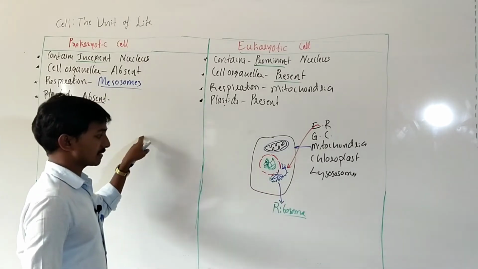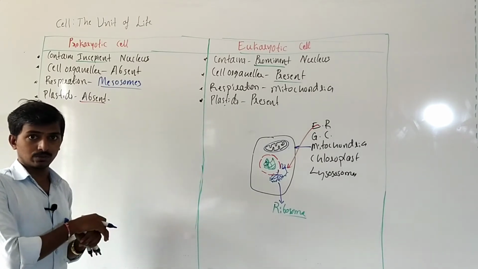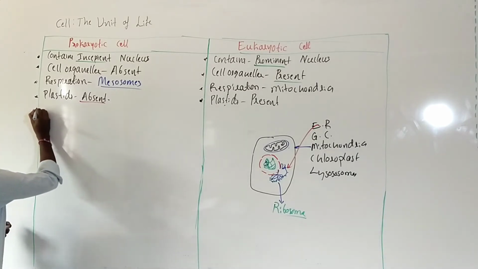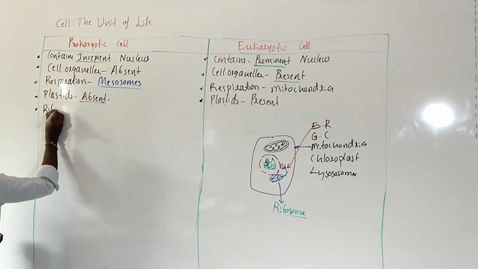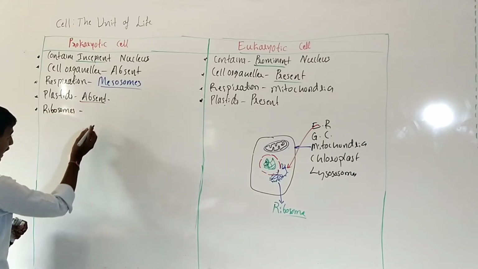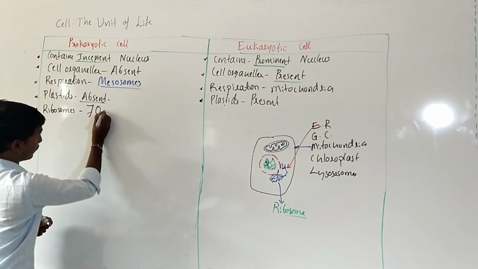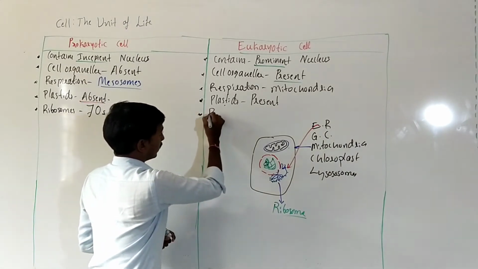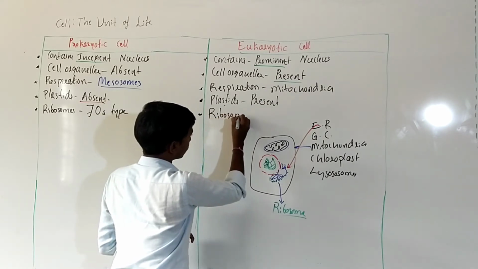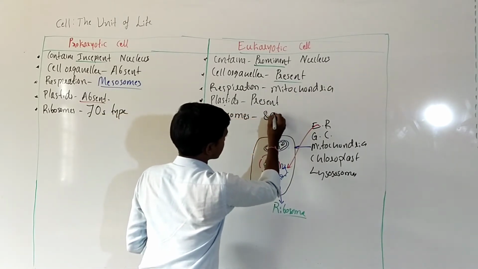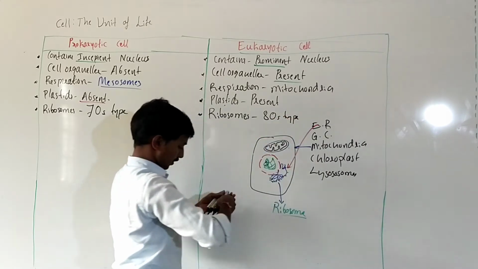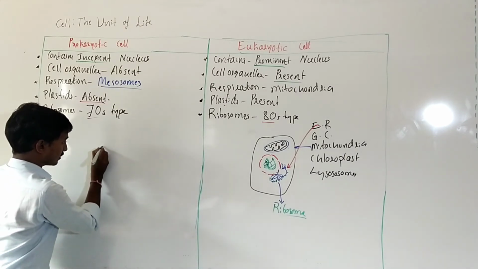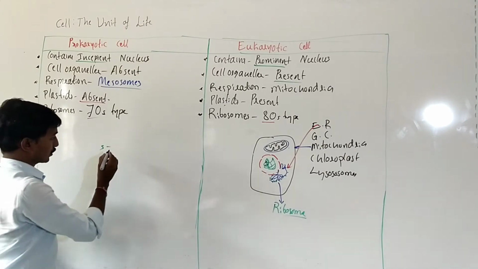Where are these ribosomes present, and what are the types of ribosomes? In prokaryotes, ribosomes are of the 70S type. In eukaryotes, ribosomes are of the 80S type. Here you should remember that the term S stands for sedimentation coefficient.